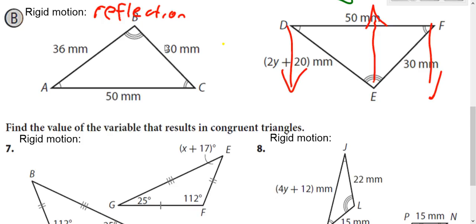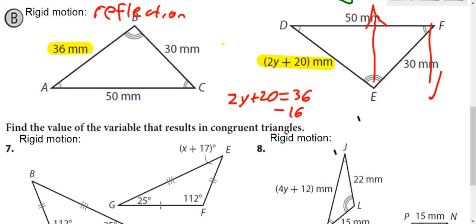So then the 30 millimeter, 30 millimeter, 50 millimeters and 50 millimeters, those would match up, which means that this 2y plus 20 would match with the 36 millimeters. So you set those equal to each other. And then solve for y. So subtract the 20, you get 16. And you get y equals 8.